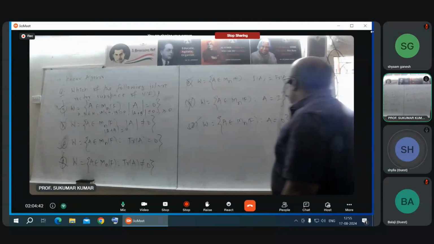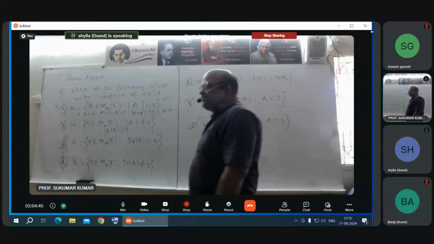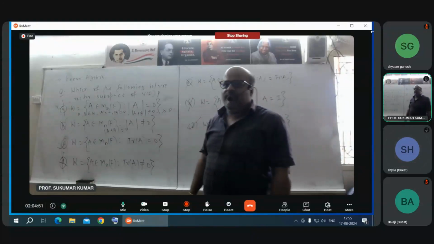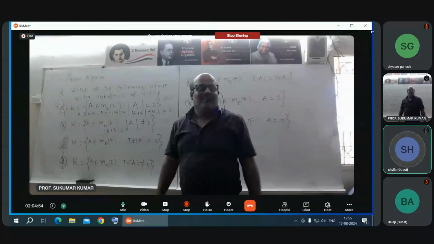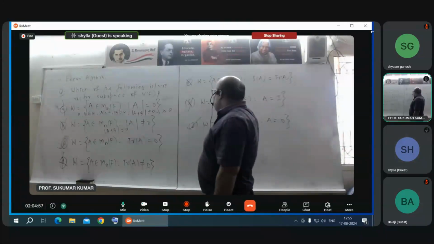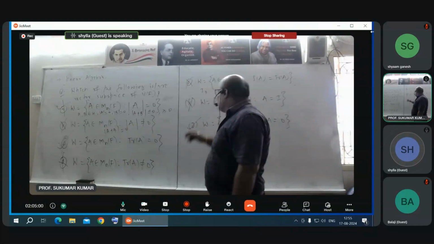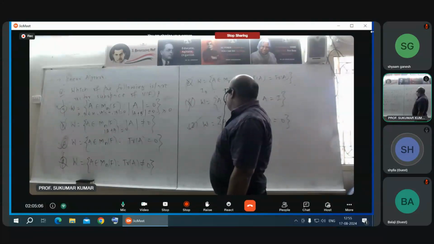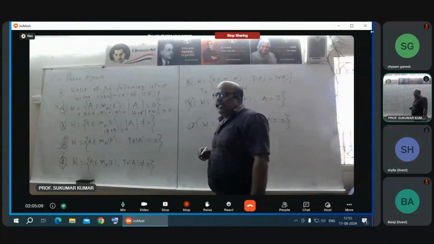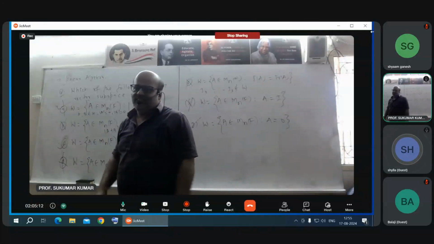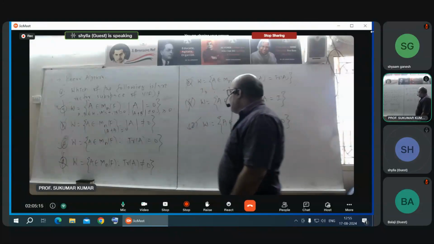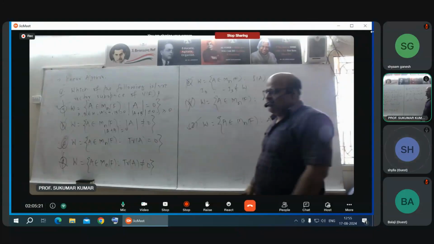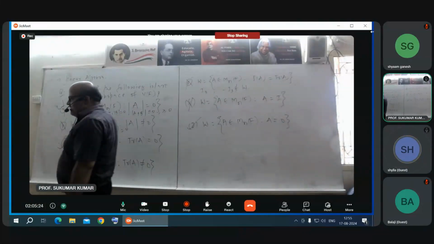Rank and trace both are equal. Take the identity itself. The identity matrix, say n cross n, 3 cross 3: rank is 3, trace is 3. But what about minus identity? It belongs to W: rank is 3, trace is minus 3. So it does not belong to W. Okay, now correct. Anything else?